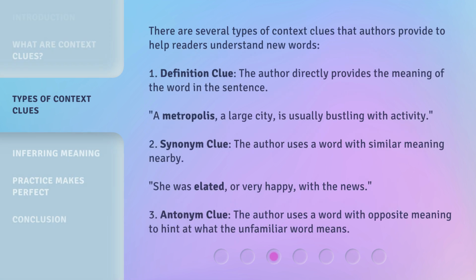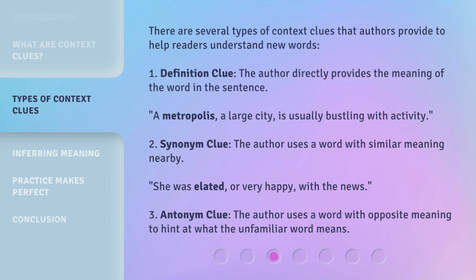There are several types of context clues that authors provide to help readers understand new words. 1. Definition clue. The author directly provides the meaning of the word in the sentence. A metropolis, a large city, is usually bustling with activity.